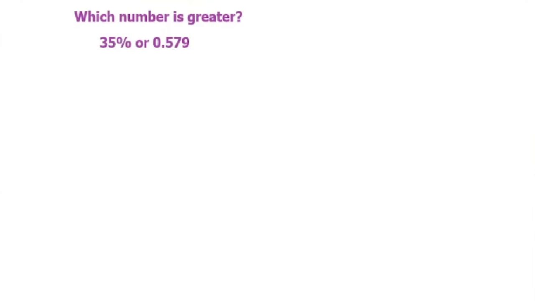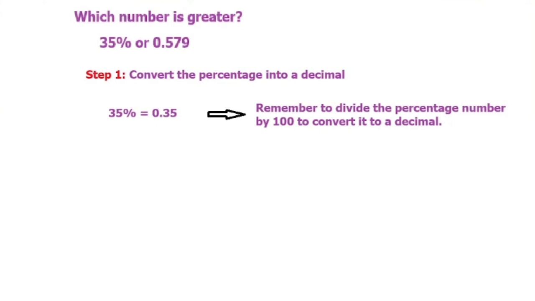In this video, we're going to figure out what number is greater and how to do that when there's a percentage and a decimal as part of the question. So if we have a problem like this that says which number is greater, 35% or 0.579. So the first step is to convert the percentage into a decimal, and then it'll be easy to compare the two numbers. So remember that 35% equals 0.35.